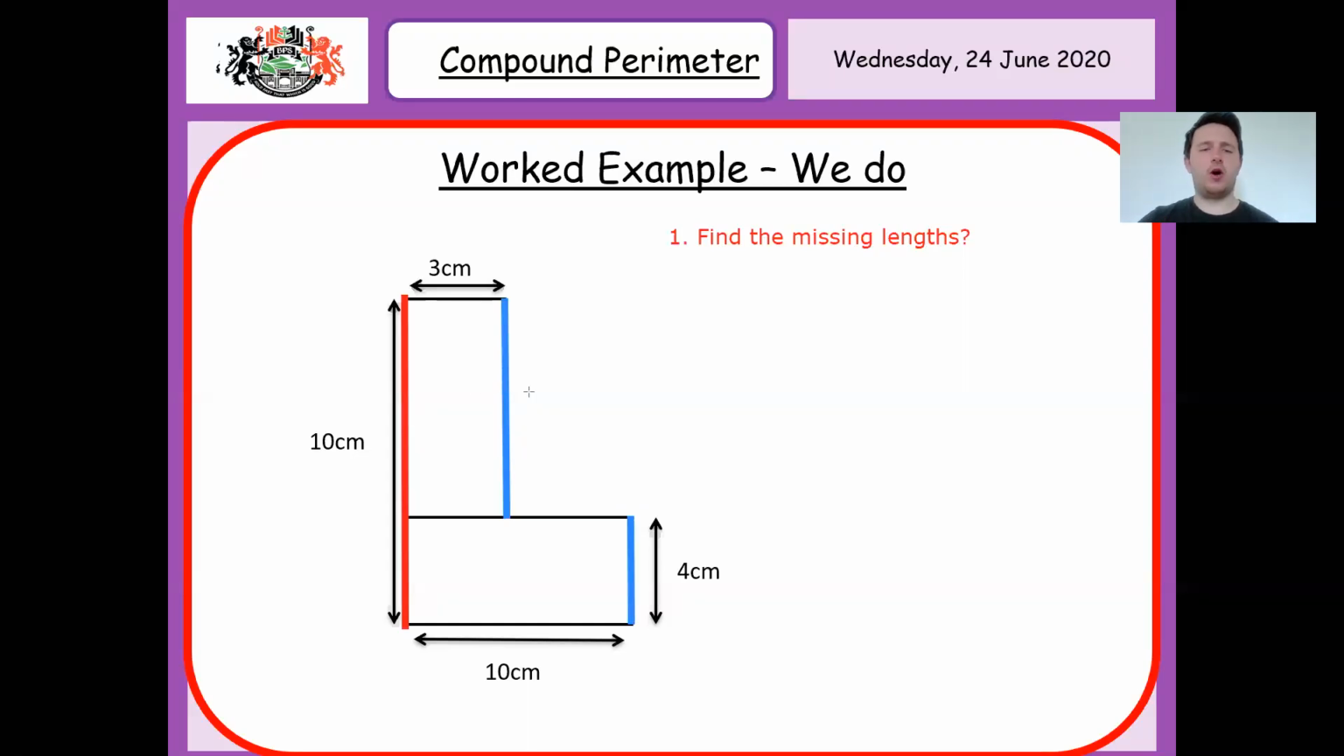Like so. We've got this blue one here and this blue one here. Now I want you to notice what happens when I pick up this small blue line and drag it across. What do you notice about the blue line and the red line? Well, what you're going to notice is that this red line and this blue line are actually the same length.